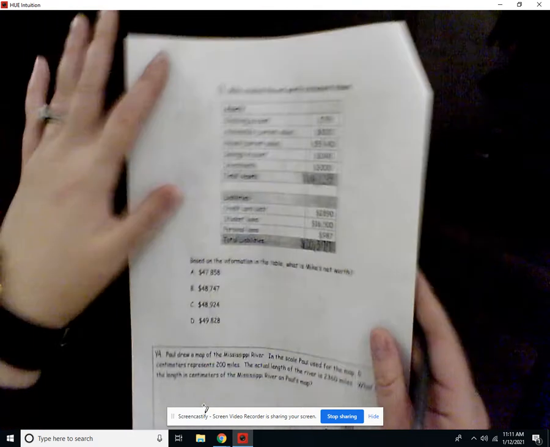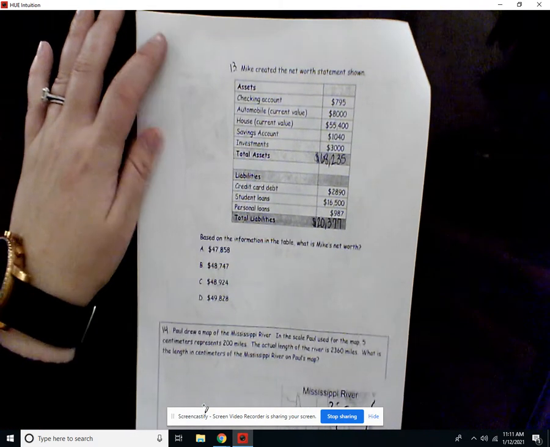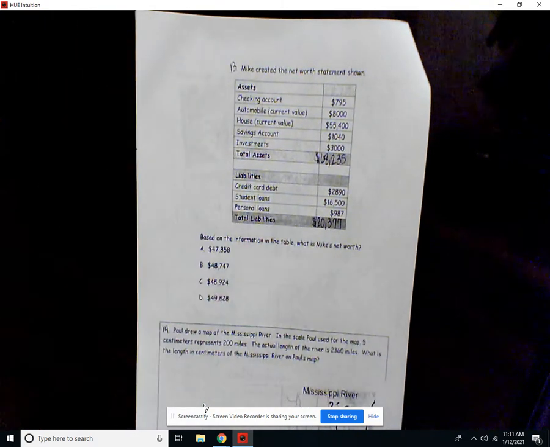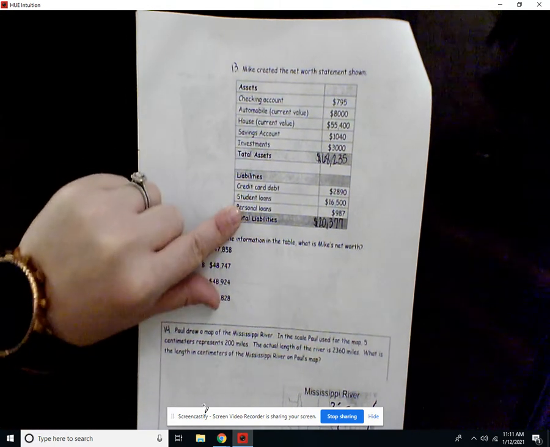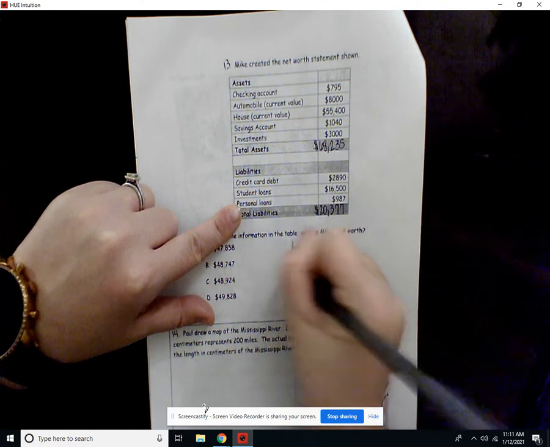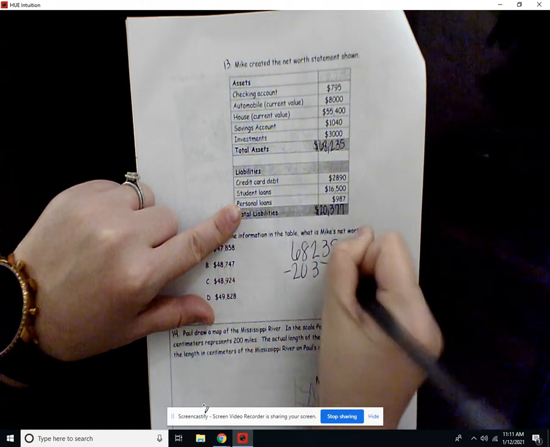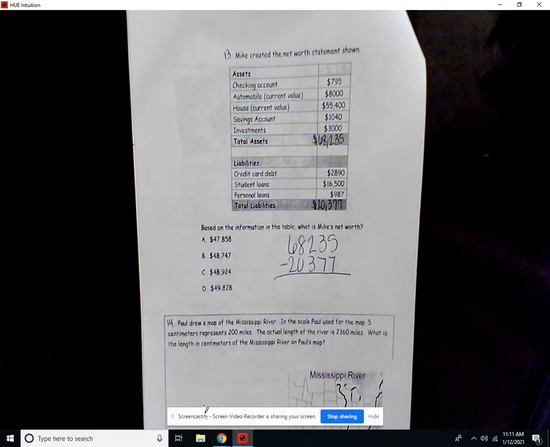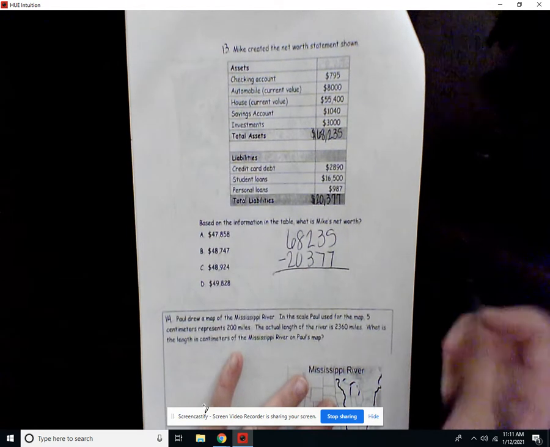Number 13, Mike created the net worth statement shown below. Based on the information in the table, what is Mike's net worth? So net worth is your total assets minus your total liabilities. So we're going to subtract them. So 6,235 minus 20,377. So we're going to subtract.